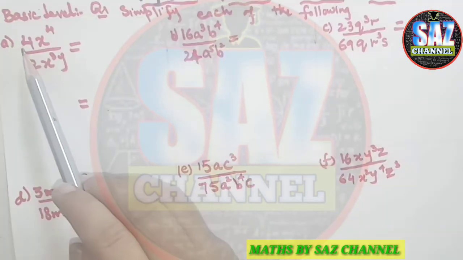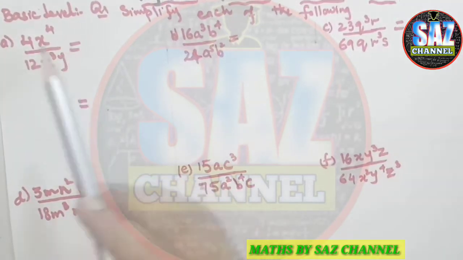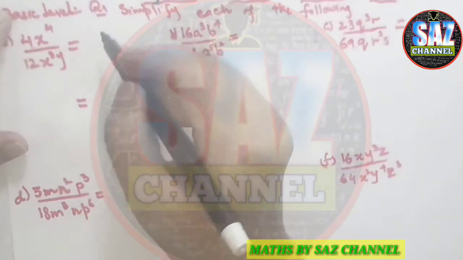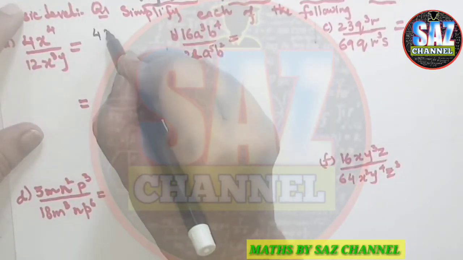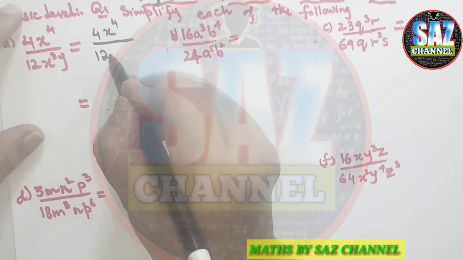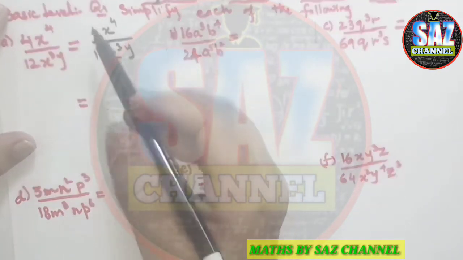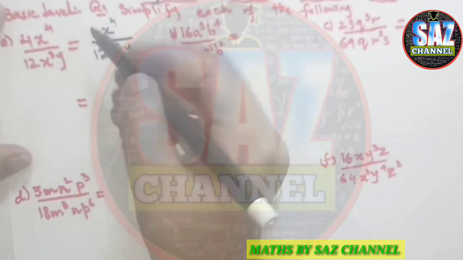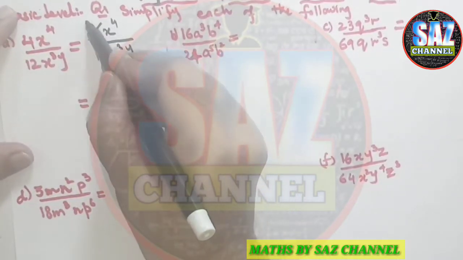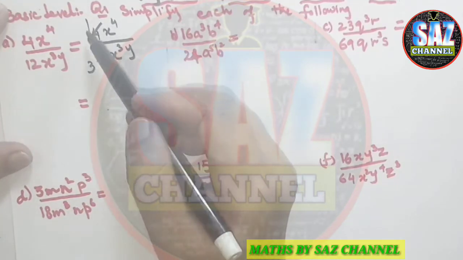First part of the question is 4x^4 upon 12x^3y. It's better to rewrite the question: 4x^4 upon 12x^3y. Now we can see that 4 and 12 are suitable for each other. Table of 4: 4 ones are 4 and 4 threes are 12. I have simplified the constant coefficients.